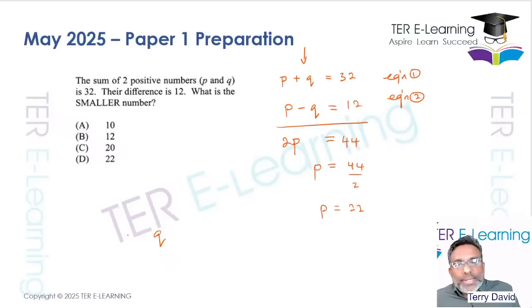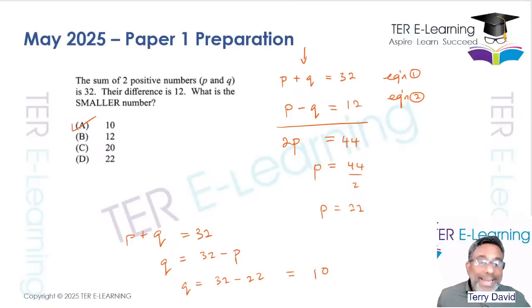So what we can do, we can say that P plus Q is equal to 32. So therefore Q is 32 minus P. So therefore Q is equal to 32 minus 22. So 2 minus 2 is 0, 3 minus 2 is 1. So therefore the answer is going to be E.